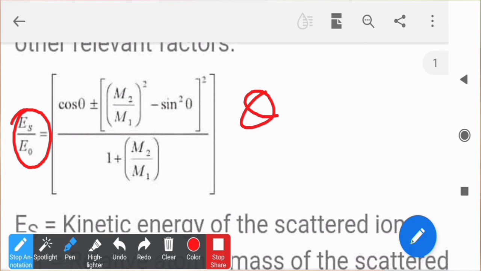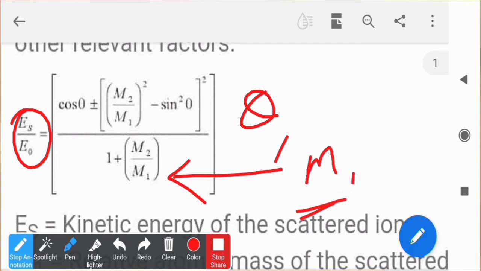we have knowledge of theta, the scattering angle. Here m1 is the mass of the incident radiation or incident particles, and m2, which we need to find out, is the mass of our target material, which we can determine using this formula. So the principle remains the same, just with some changes in the formula.